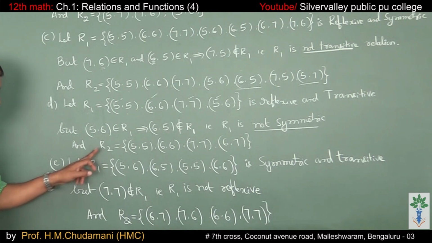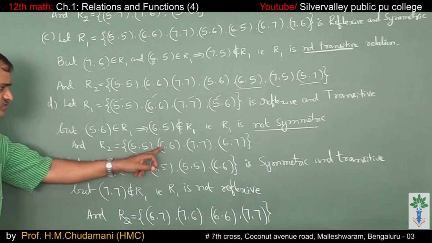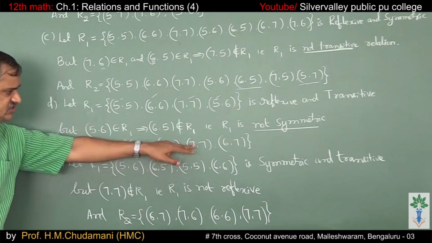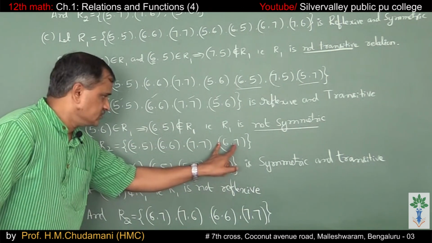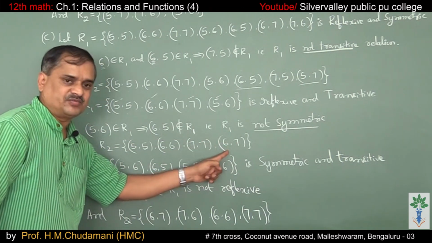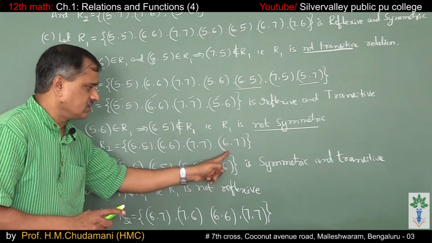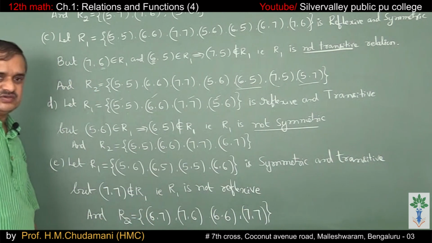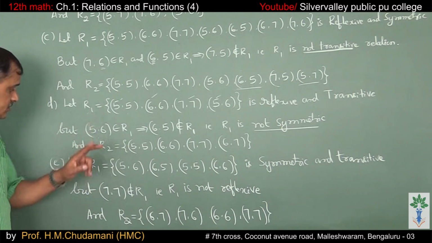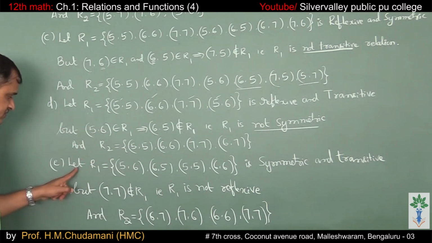Next, similarly, R2: 5 5, 6 6, 7 7, and 6 comma 7 I have chosen. So 7 comma 6 does not belong to R2. It is reflexive and transitive, but not symmetric.